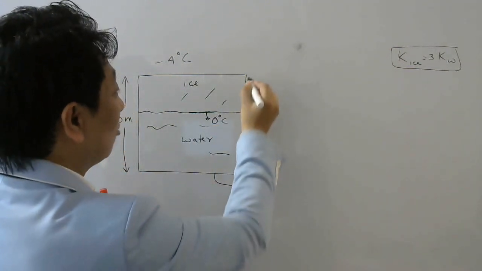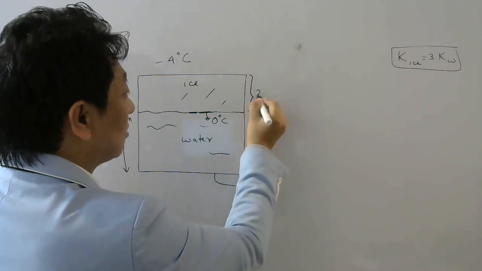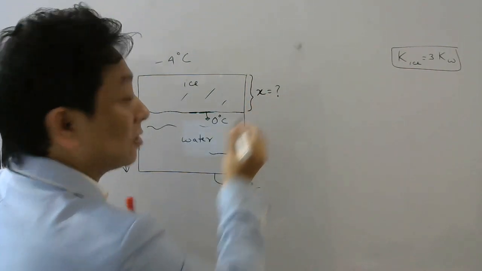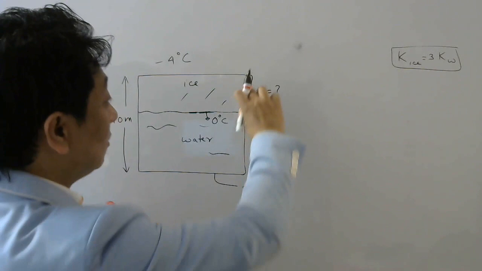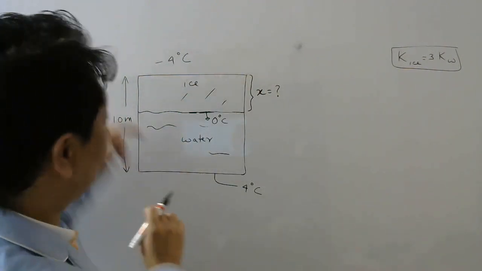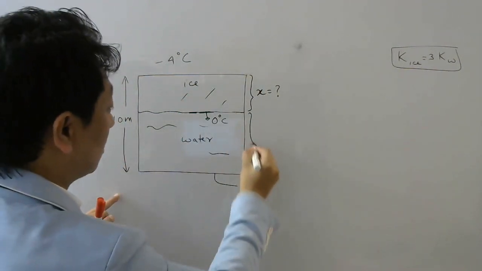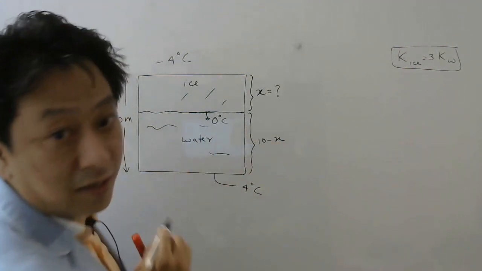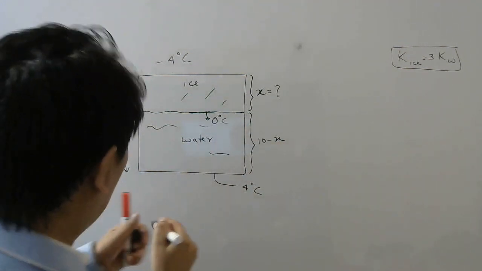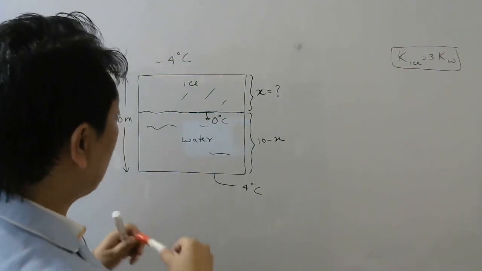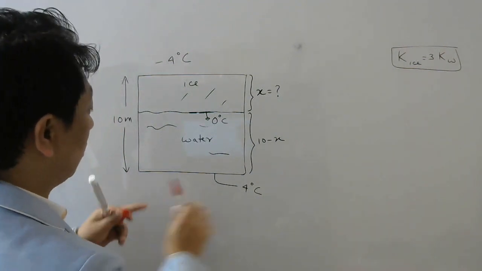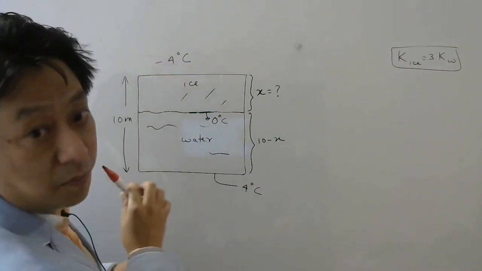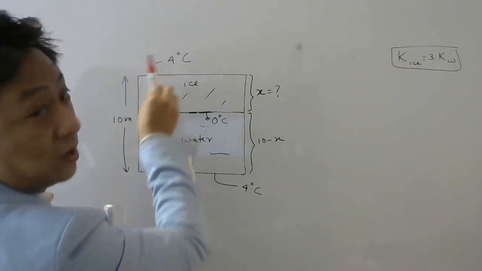They want you to calculate the maximum thickness of this ice. Let us call it x. If this thickness is x and this is 10 meter, the remaining thickness of the water here will be how much? 10 minus x, right? Now, how to solve this problem? Well, in what direction heat will flow? This is higher temperature, this is lower temperature. So heat will flow this way, right?